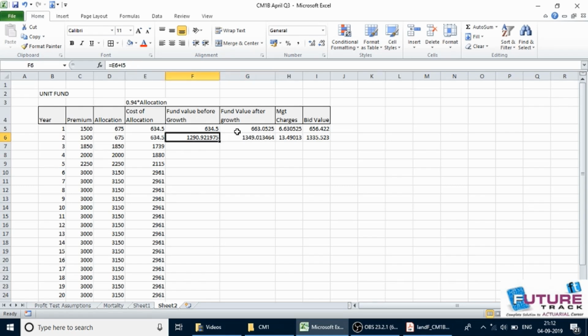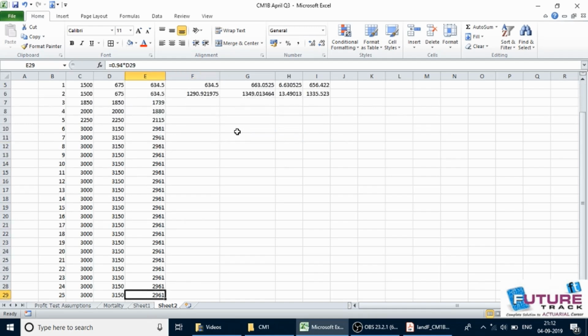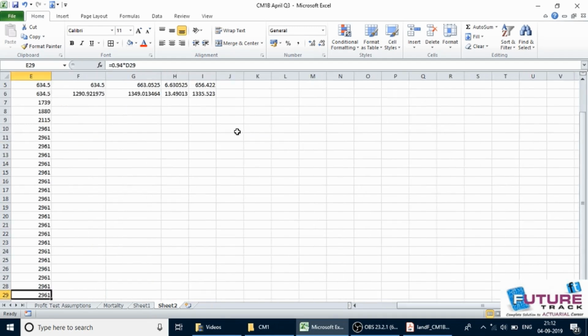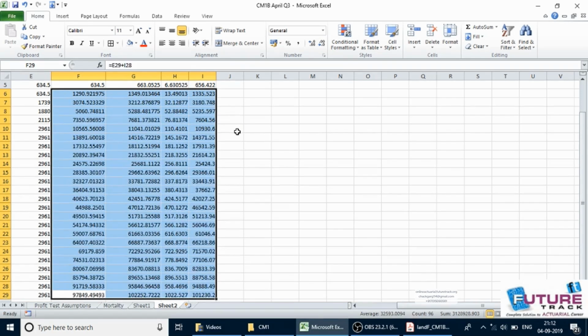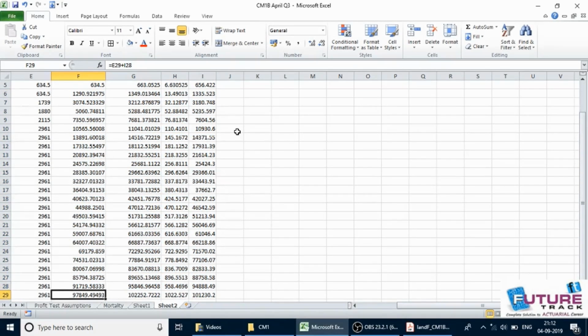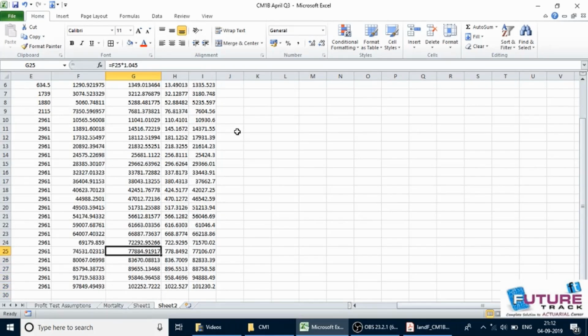We have same scenario for all 23 years. So what we'll do, come down, select these three rows, control shift up arrow key. So all these are selected, control down. So see, we got the complete unit fund table.